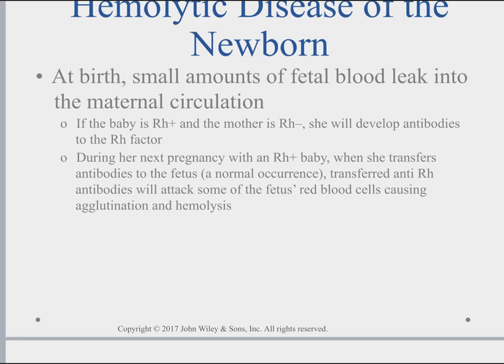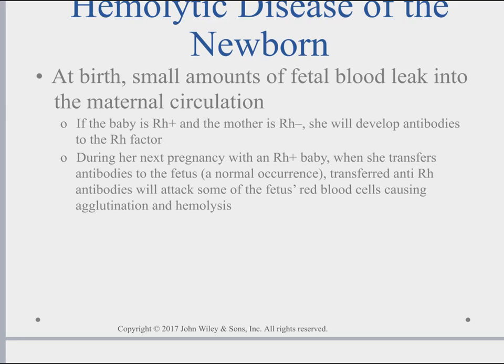The next thing we're going to talk about is the clinical significance of Rh factor and what disease can be caused by it. The disease is called hemolytic disease of the newborn, or it's also called erythroblastosis fetalis. So we can look at exactly what causes this disease. Now remember we said that Rh factor was a dominant trait.